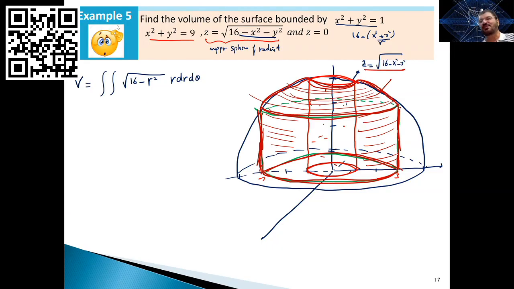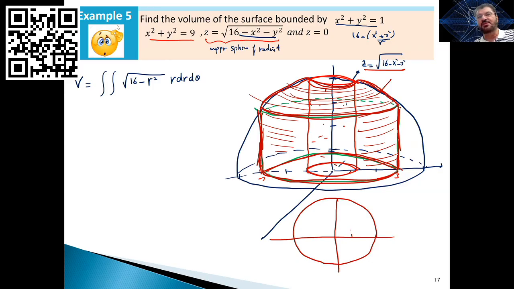Now, where's the base, guys? Look at the base here. I'm going to make the graph on the XY plane. What do I have in the base? I have two circles. One of them is of radius 3, and the second one is of radius 1, right? Here is 1 and here is a 3. And everything in between is my region. The region in the base is everything in between. This is our region.